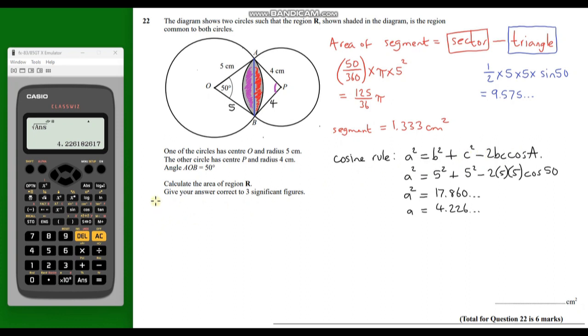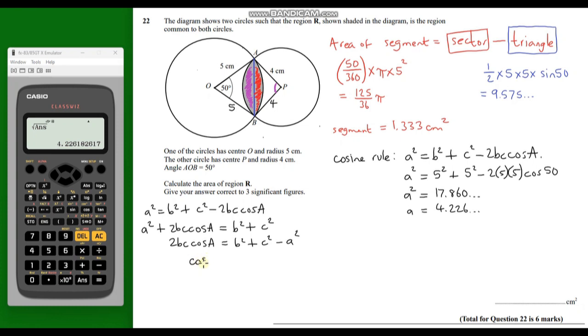So let me just write out the cosine rule again down here. We've got A squared is equal to B squared plus C squared minus 2BC cos A. Now the first thing I'm going to do is just add 2BC cos A to both sides. So we'll have A squared plus 2BC cos A equals B squared plus C squared. And now I'm going to subtract A squared from both sides. So we've got 2BC cos A is equal to B squared plus C squared minus A squared. And now the final step is just to divide both sides by 2BC.